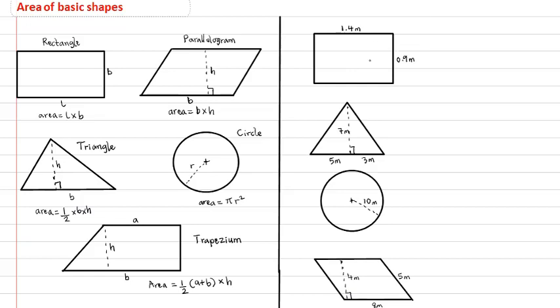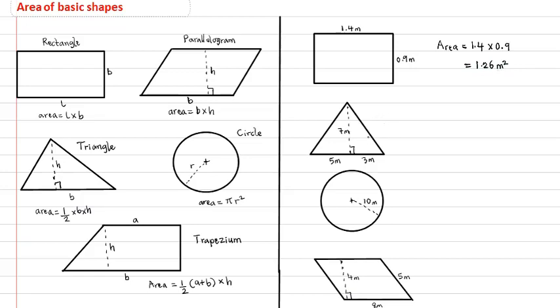So the area of this one is a rectangle now, and we know that the area of rectangle is length times breadth. So we're going to say 1.4 times 0.9. So to give us our answer, 1.4 times 0.9 will give us 1.26 meter square. So meter square, that's the units of area.